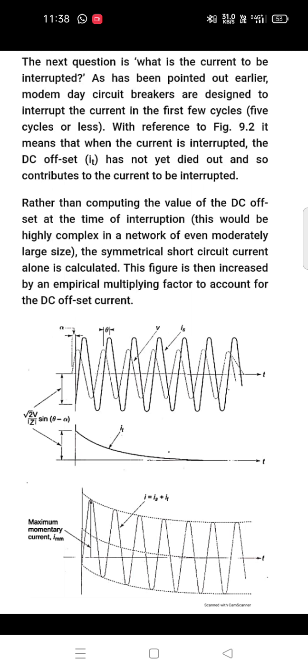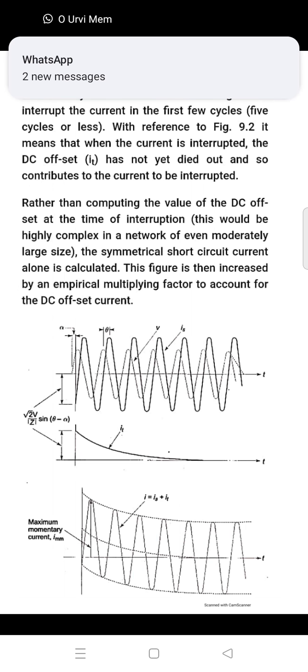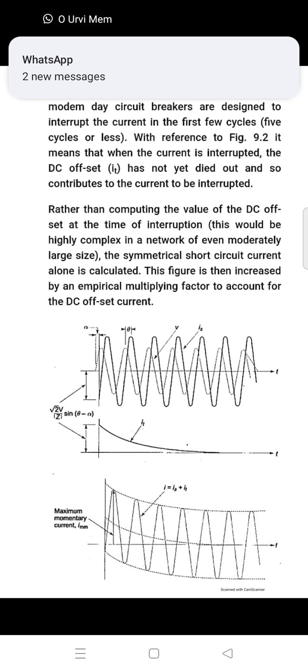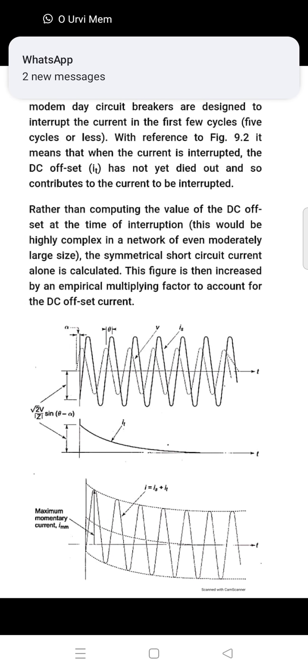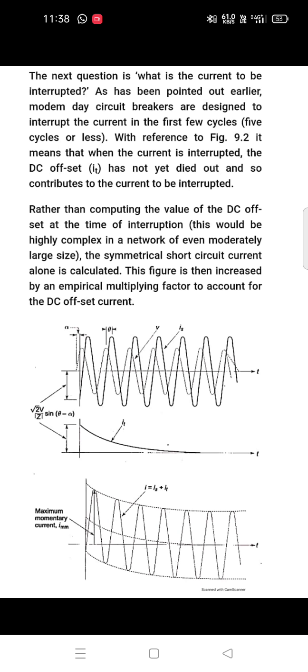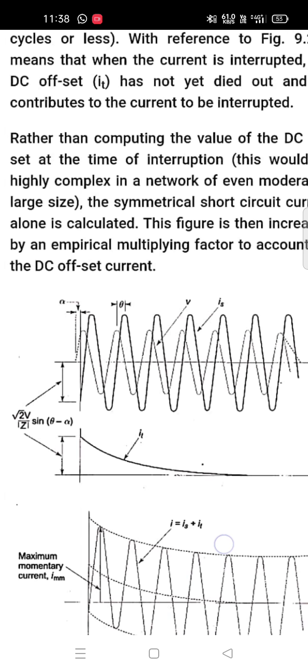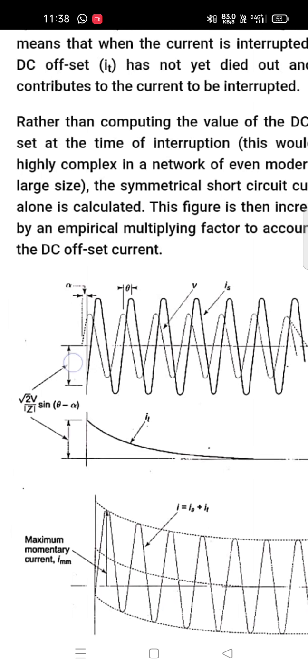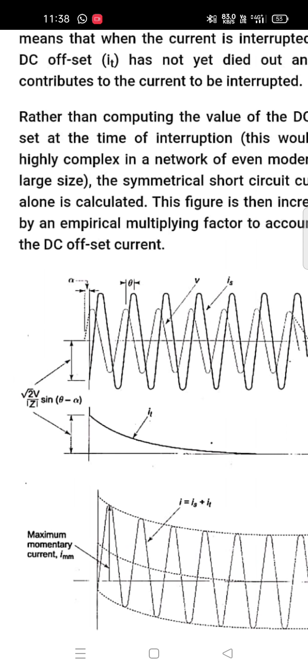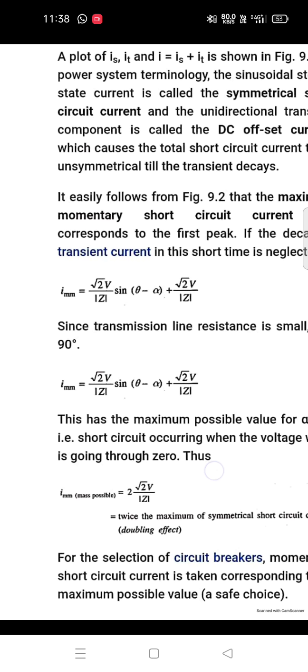So it easily follows from figure 2, the above figure, that the maximum momentary short circuit current i_MM corresponds to the first peak. If the decay of the transient current in this short time is neglected, we get the equation: i_MM equal to root 2 V upon mod Z times sin(theta minus alpha).